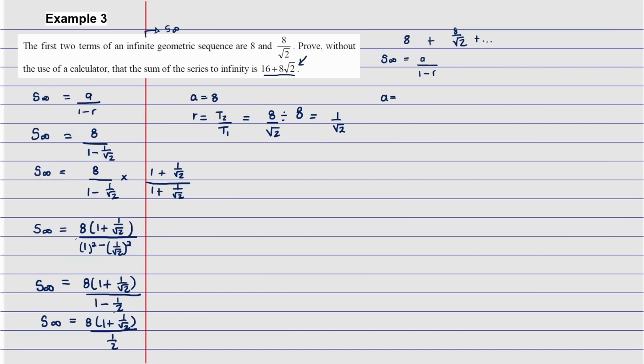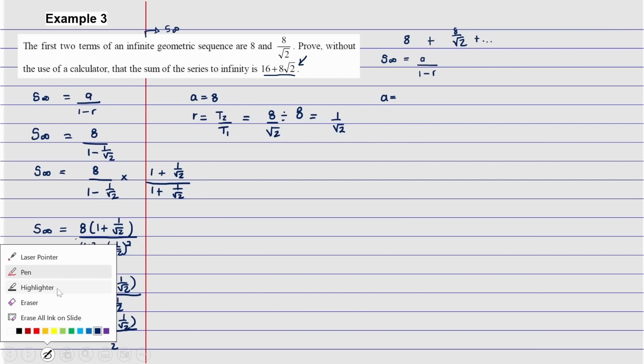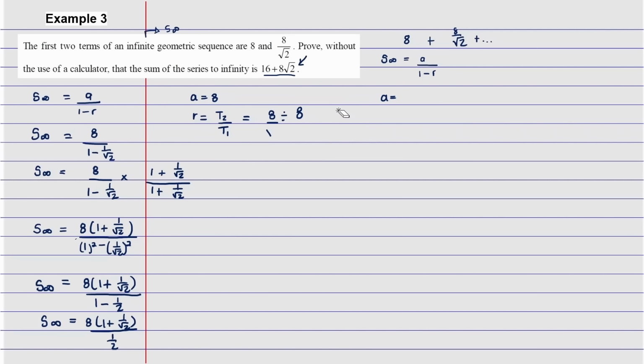Let me just erase this part, not highlighter, eraser, because I need space. So then we're going to have 8 divided by a half, which is going to give us 16. So the sum to infinity is now 16. Do you see that we're getting into our answer? Because now we have 16 times 1 plus 1 over root 2.